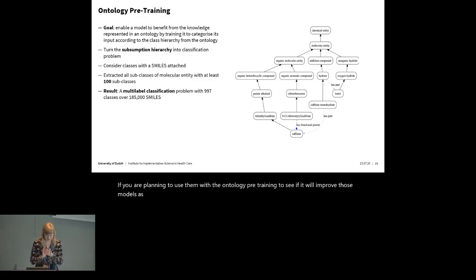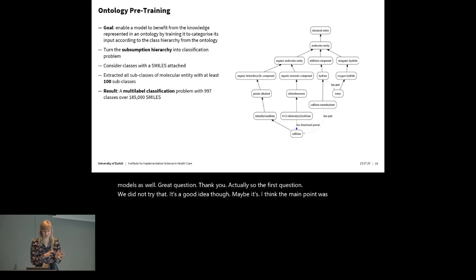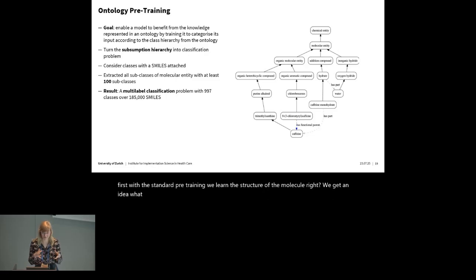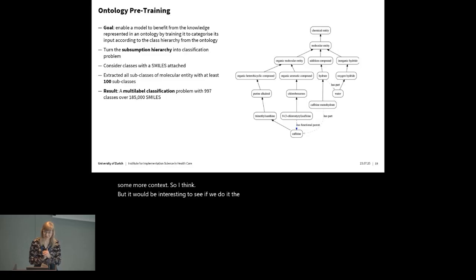Great question, thank you. Actually, for the first question, we did not try that. It's a good idea though, maybe. I think the main point was that at first with the standard pre-training, we learn the structure of the molecule, right? We get an idea what a molecule is. And then the ontology will add the semantics, some more context. But it would be interesting to see if we do it the other way around. Thank you, it's an interesting idea.